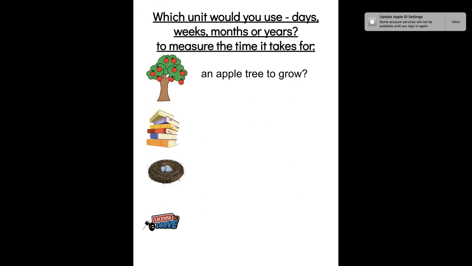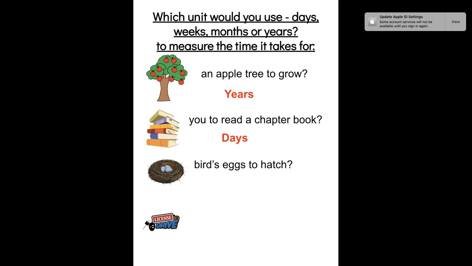All right, which unit would you use, days, weeks, months, or years, to measure the time it takes for an apple tree to grow? We said years. How about to read a chapter book? And we said probably would take you days. Depending on the chapter book that you're reading, it might take you weeks. How about for birds' eggs to hatch? Probably looking at weeks. And the last one, how long would it take you to get your driver's license? Probably months.